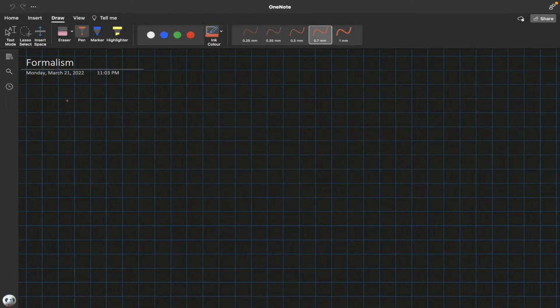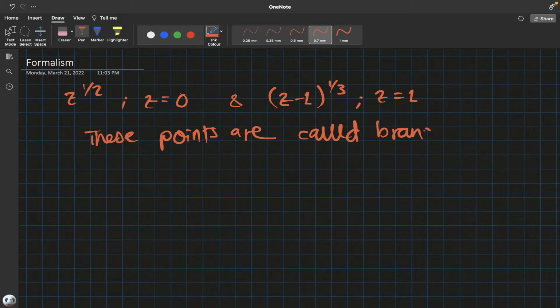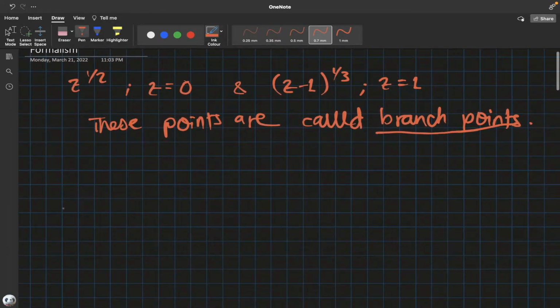Okay, so here's the formalism. For this function, for example, the point we chose to go around was this. For this, it was this. These points are called branch points, because it's passing through them that we change the branch.